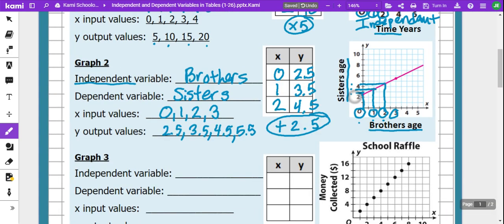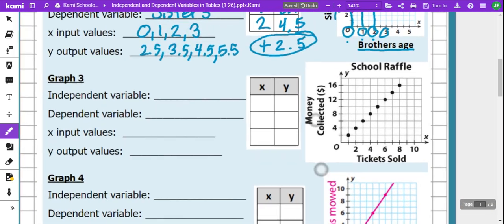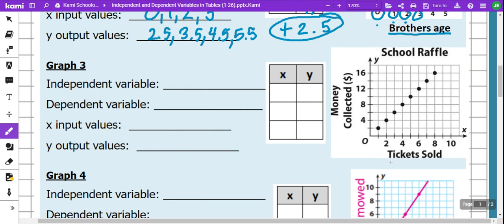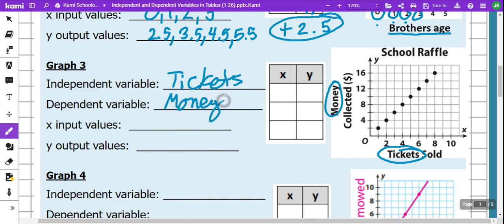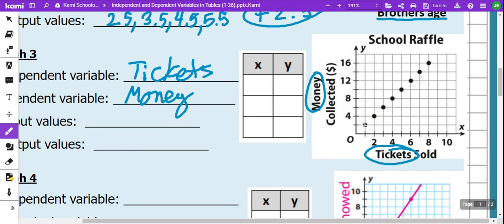We're going to do one more example here. So it's tickets sold. The number of tickets is your input, and money collected is your output. Starting with the first point, x is 1. When x is 1, it looks like y is 2. 2, 4, 3, 6.